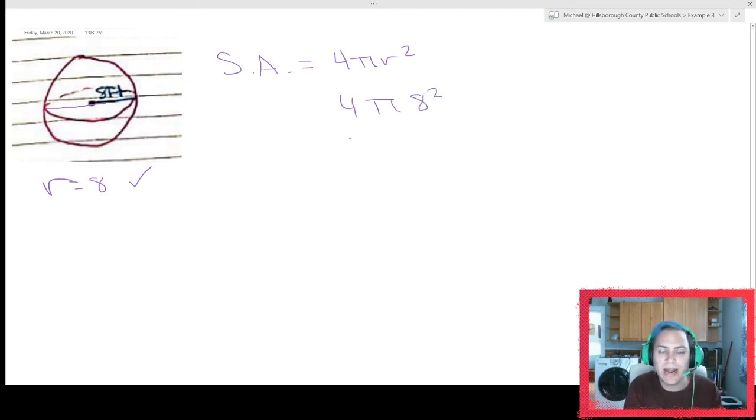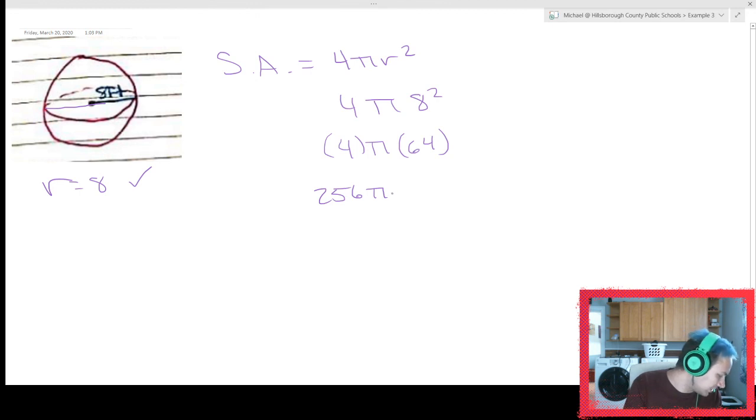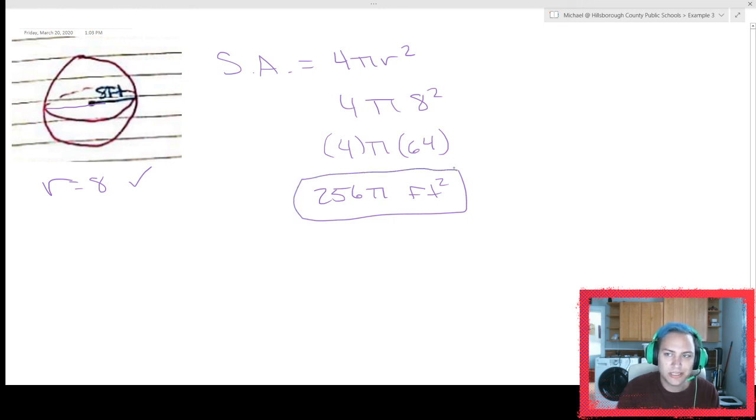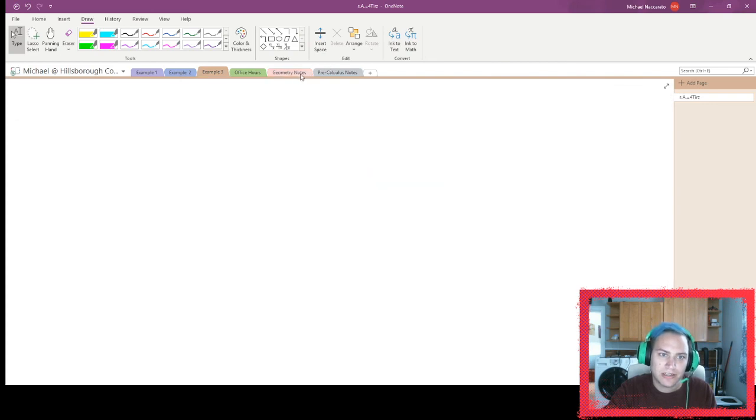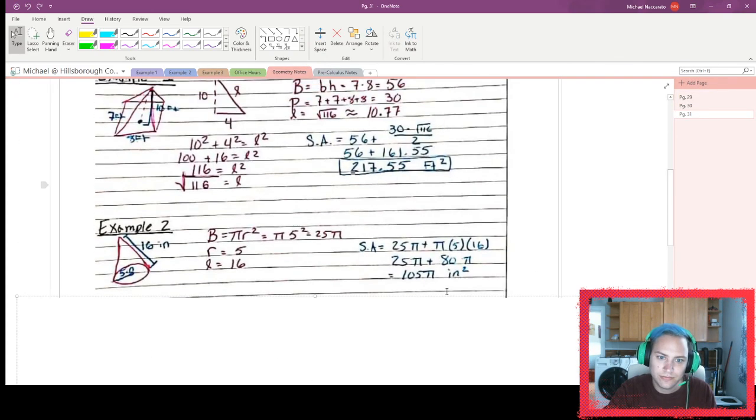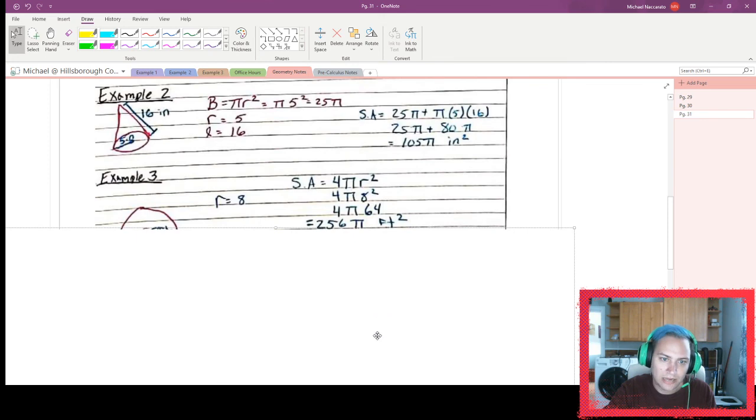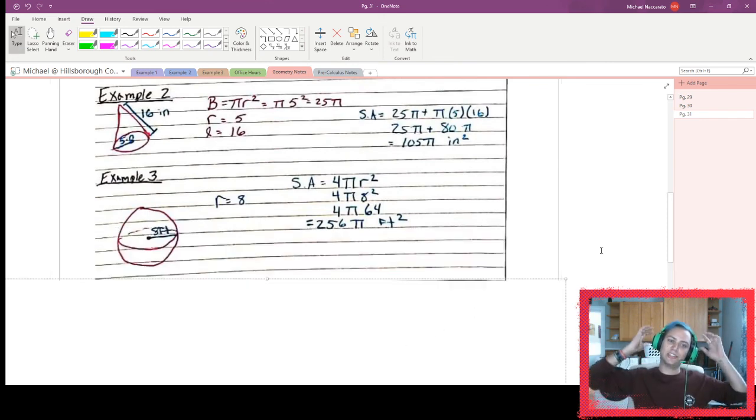So 4 pi 8 squared. 8 squared is going to give me 64, so I have 4 times pi times 64. Let's multiply that 4 and that 64 together, and I get 256 pi. I just left it in terms of pi because it didn't say whether or not to, so let's just do that. So 256 pi feet squared. Look at that, super easy. Done. Again, coming back over here to this nice version. And there's the nice version.